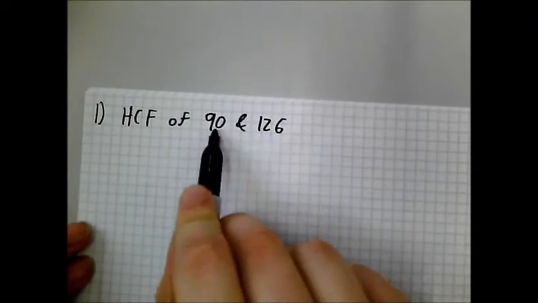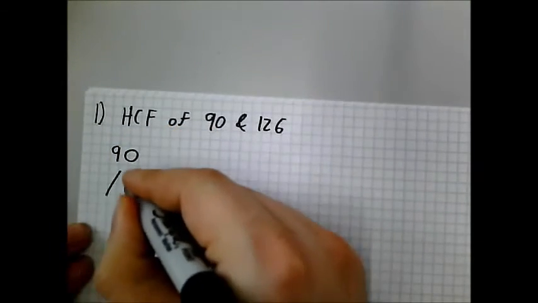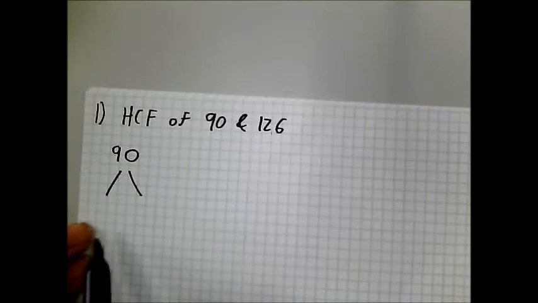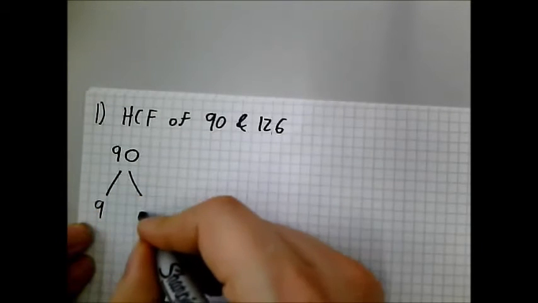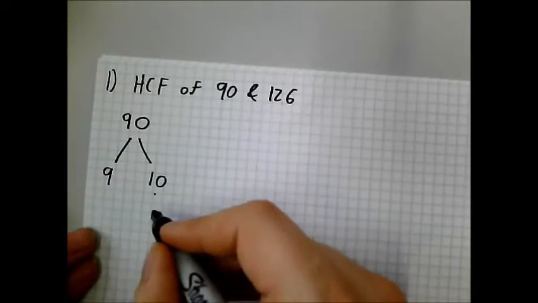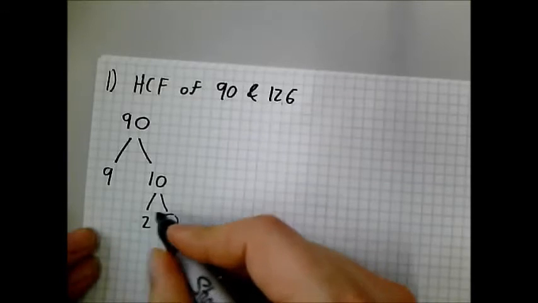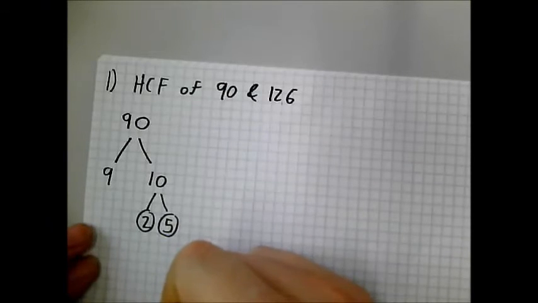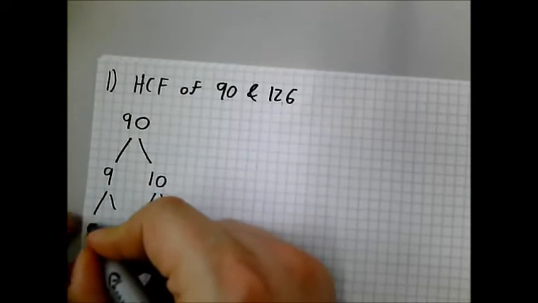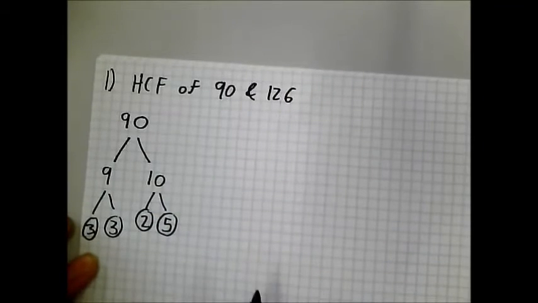We're going to break both numbers down into their products of prime factors. So this uses the factor tree. You might remember this. Any two numbers that go into 90, we'll choose an easy one, 9 and 10. Neither of these are prime, so I'm going to break them down further. 2 and 5. Both 2 and 5 are prime. I can't break this chain any further. Same for 9: 3 and 3. Both of these are prime. I can't go any further.